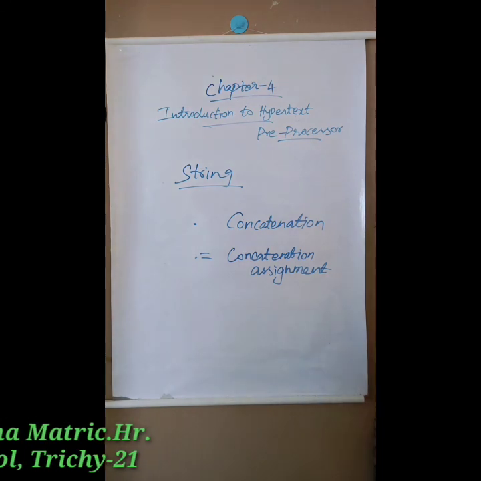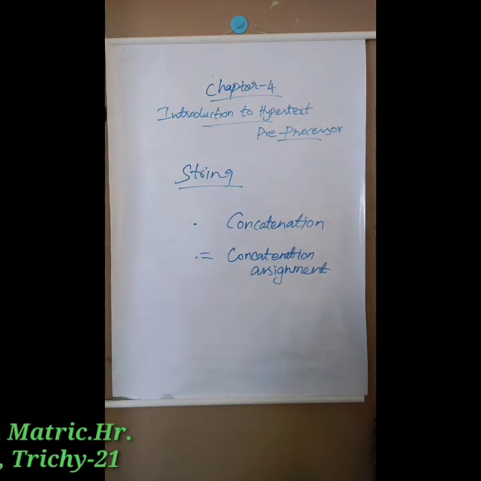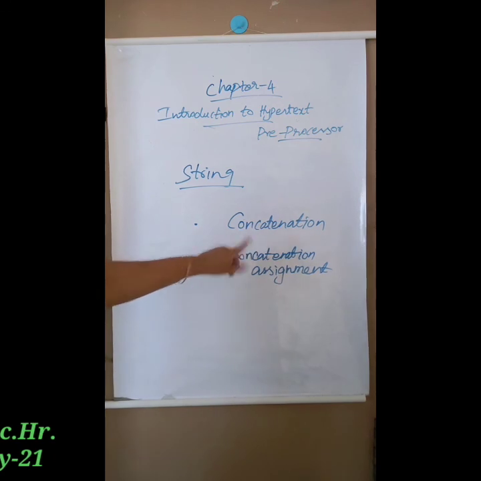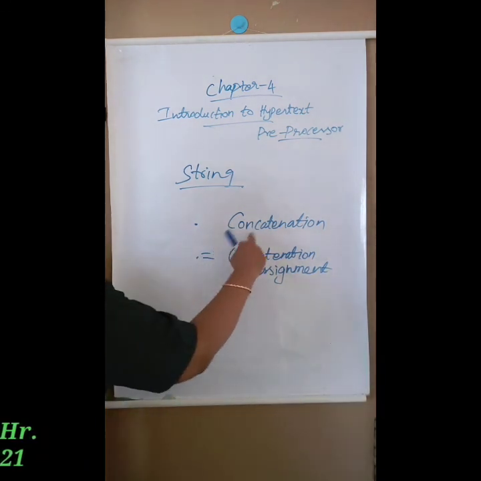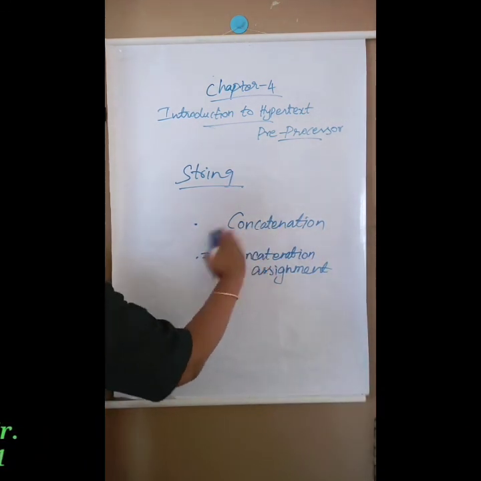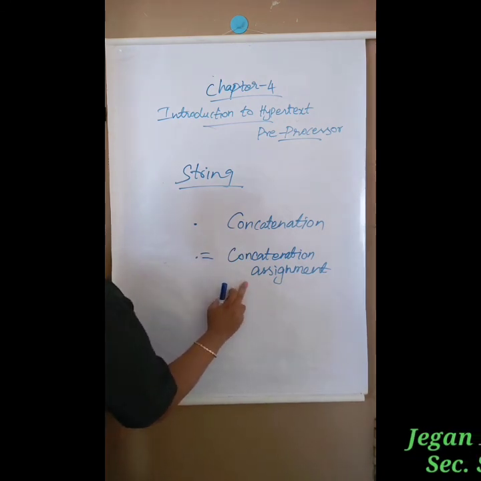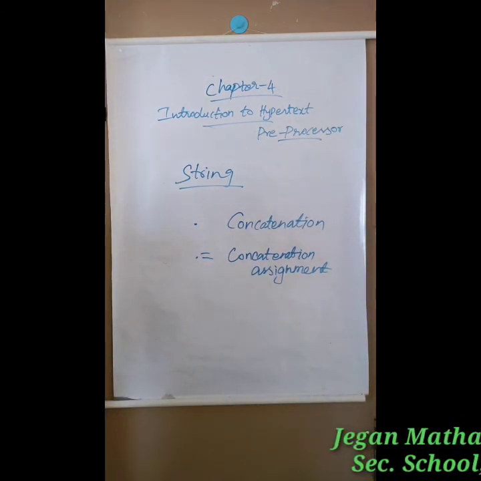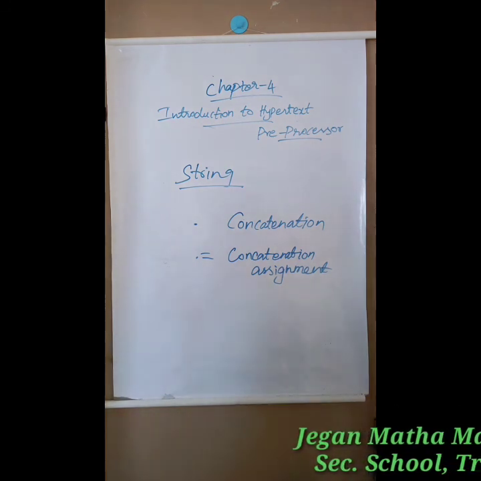The next one is the string operator. Two operators are used to perform string related operations, that is concatenation and concatenation assignment. Concatenation is used to add two string values. Concatenation assignment means adding the new value to the existing value.